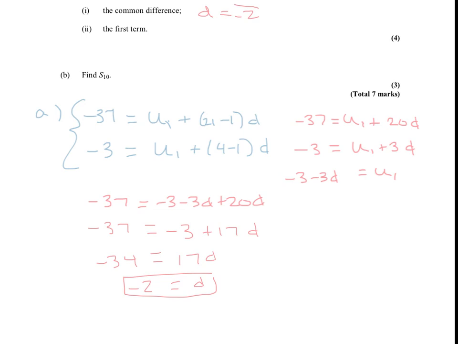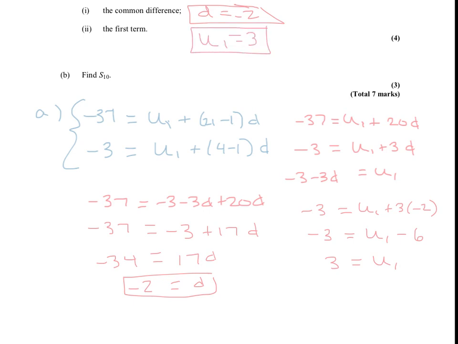The next thing it asks me for is the first term. Once I know my common difference, I can go back into one of these two equations, plug it in for d, and solve for u sub 1. So negative 3 equals u sub 1 minus 6. I add 6, and I get my first term is 3. So that's an example similar to the last one, where this time we solved it with a system.